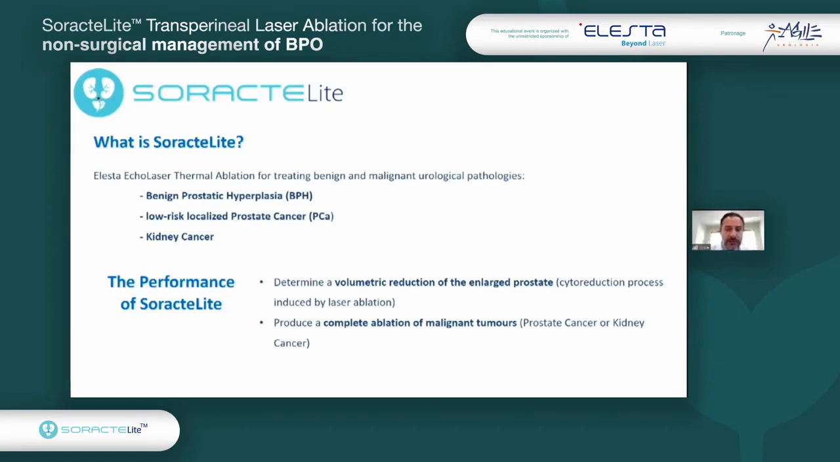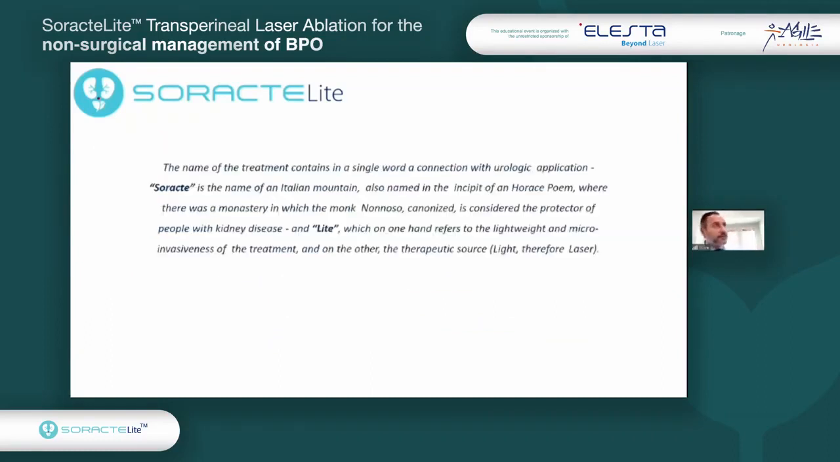We will use the Soractelite to obtain a volumetric reduction of the enlarged prostate. So we will have a cytoreduction effect induced by the laser ablation, which is a coagulative necrosis. And we will also produce a complete ablation of malignant tumors. We started the experience about 1 year ago, I guess, and now we have some results that we will show you during the next presentation.